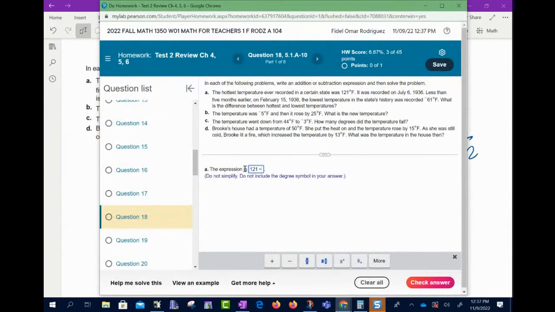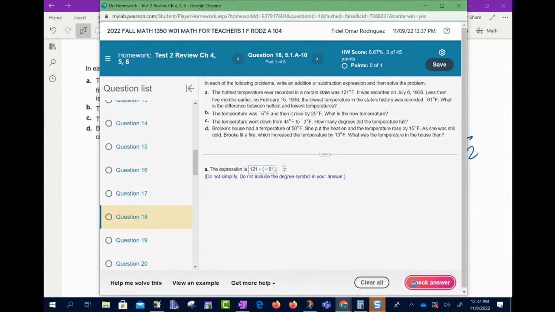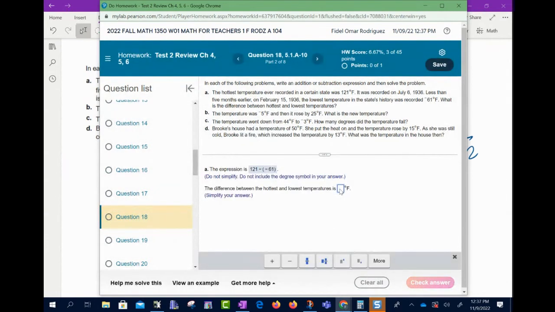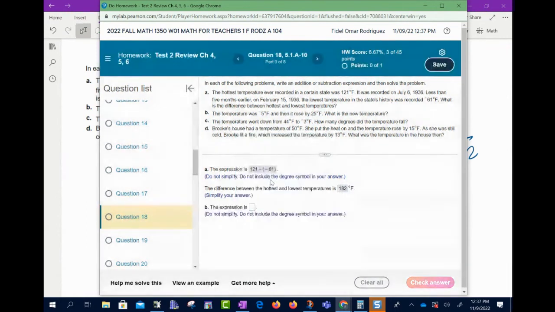121 minus, and I'm going to go parentheses, negative 61. Let me see if it's going to be okay with that. Let's go, check. There we go. Okay, and now it's asked me, okay, what was the difference? And we said it was 182. So there we go. Okay, now, so we're going to write the expressions each time and then the answer.